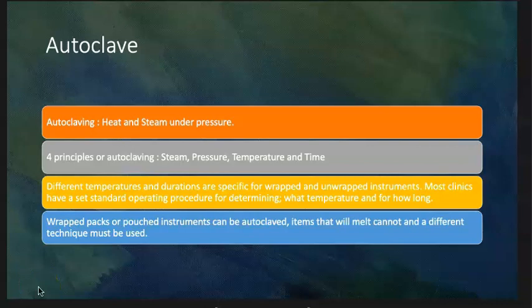When wrapping your packs to be autoclaved or sterilized, it's important to always label them appropriately. You can write on the tape section of the pack, indicating who wrapped it, the contents of the pack, and the date it was sterilized. Some clinics have multiple methods of sterilizing and will note which sterilizer was used.